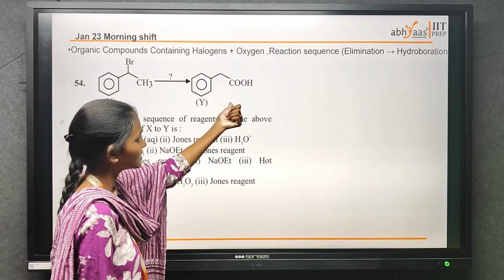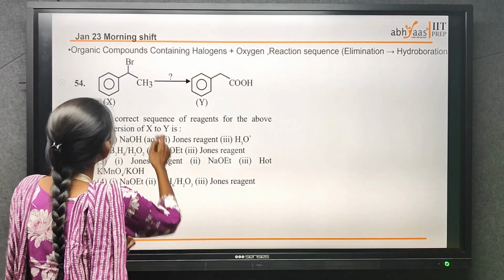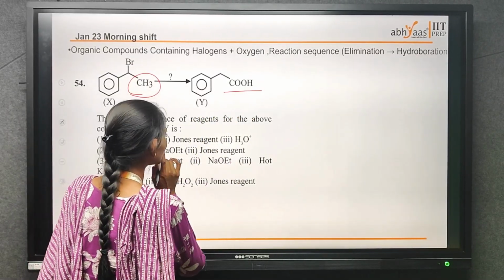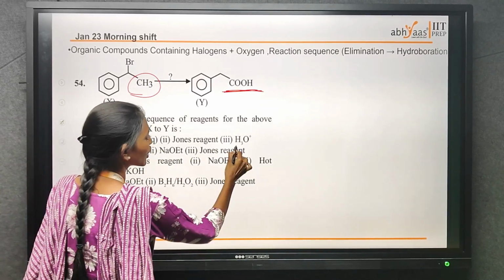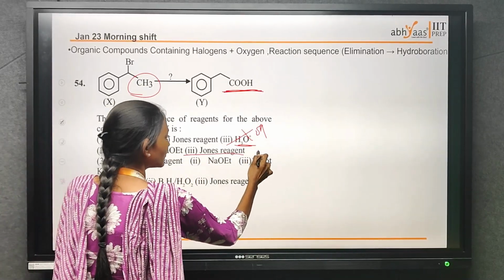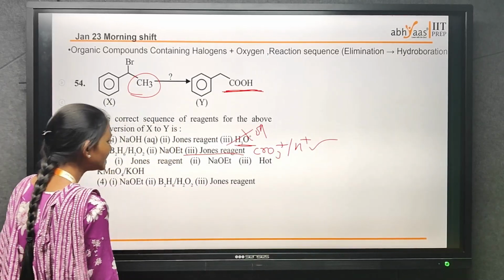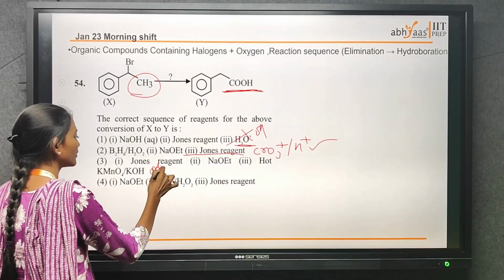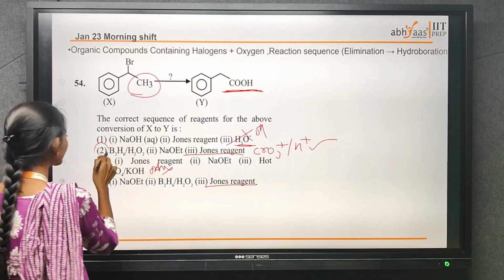This question is asked from halogens and their reactions. See here, they have given the molecule. They are asking for the reagent which can convert the alkane to carboxylic acid. You can see here itself, in the options, carboxylic acid is the product Y. In the third option, hydrolysis means you will get an OH molecule, so you can eliminate this option. Jones reagent, which is CrO3 plus H plus, right? And coming to hot KMnO4, that means oxidation, so it is not going to happen. This is not your option. And moving on to Jones reagent, so we can assume the second one and the third one.